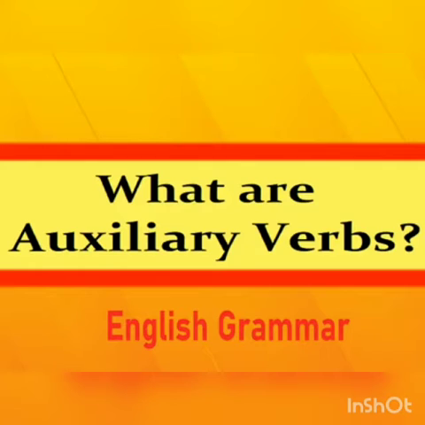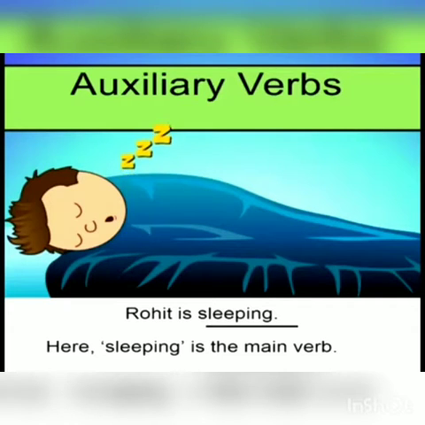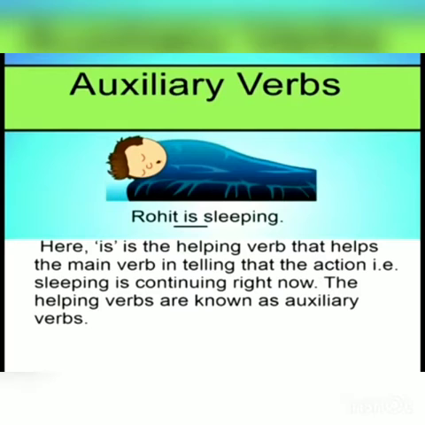Hello friends, we already know what verbs are. So today let's see the different types of verbs, especially helping verbs, which are also known as auxiliary verbs. Rohit is sleeping. What action is Rohit doing here? He is sleeping. Therefore, sleeping is the main verb. What is the use of is in the sentence? Is helps the main verb show that the action is in the present and it's continuing now. So, is is the helping verb, also known as the auxiliary verb.